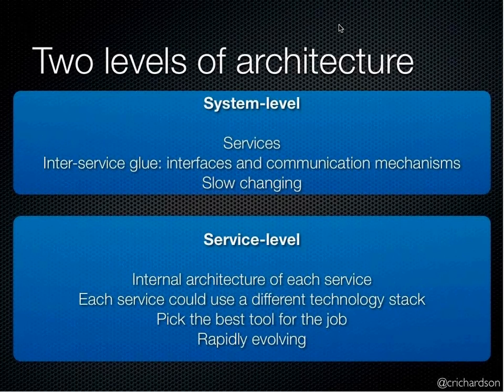So you can think of the architecture of your system as now having two different levels. We've got the system level architecture, which says, well, we have these services, they're going to communicate using these communication mechanisms, and that's the traditional, slowly evolving system architecture. But then each service has its own architecture. Provided it implements the right interface, the developers working on it are in theory free to pick whatever technology they see fit to solve that problem. So it really lets them pick the best tool for the job. And at the service level, the architecture can rapidly evolve.